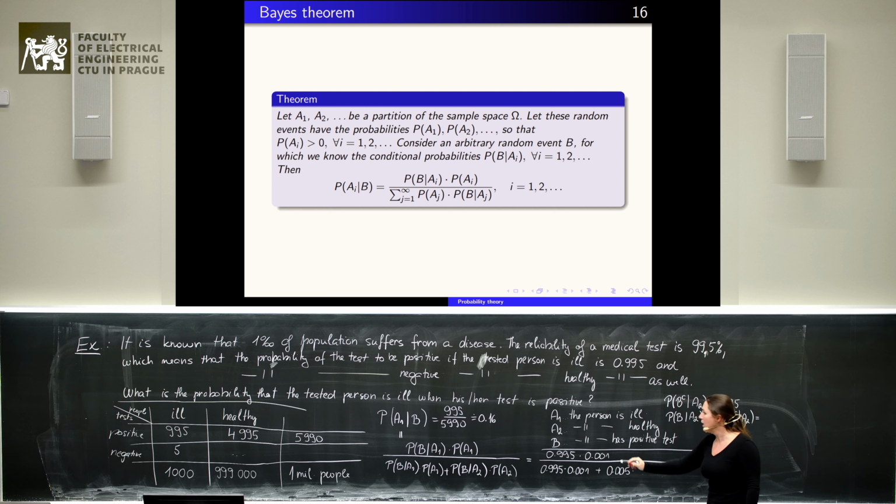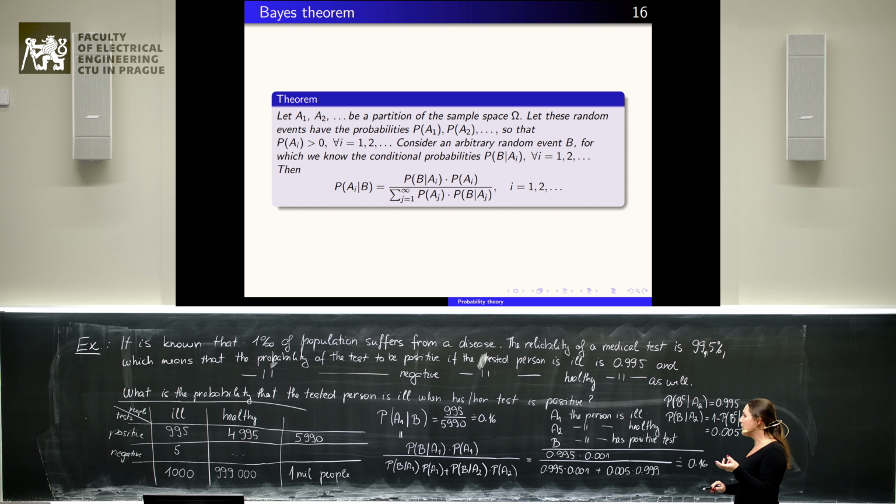And the last probability is the probability of the event A2. So it means the probability that the person is healthy. And the probability that the person is healthy is 0.999 because it is again the complement to the event A1. What do we get here when we calculate it numerically? 0.16 approximately. And in fact, when you look at these numbers, they correspond to the numbers in the table. But in the table we have a sample of 1 million people. But when we choose a sample of 1 person instead of 1 million, we get exactly these numbers.